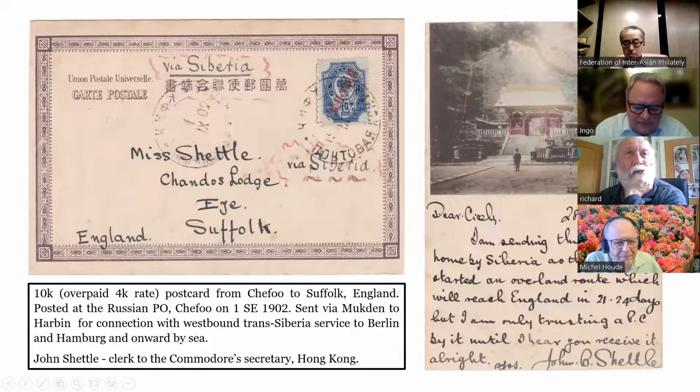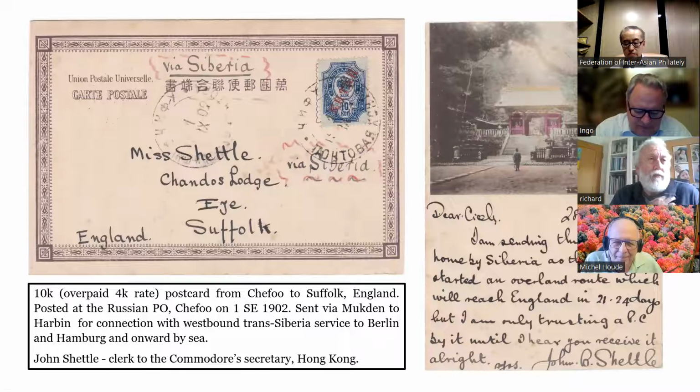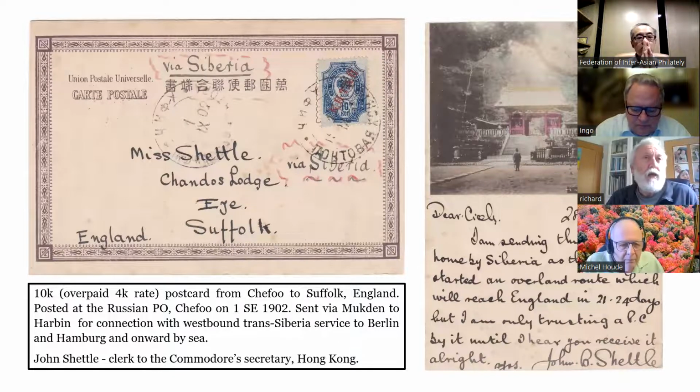Anyway, this is from my rather small collection, but I bought this one in an auction here, and I was attracted by the handwritten note. It's sent from the Russian post office in Chifu via Siberia. The Russian postmark is 1st of September 1902. And the guy who sent it, Mr. John Shettle, was actually the clerk to the Naval Commodore Secretary in Hong Kong. And this is over a year before the first mails went from Hong Kong via this route.